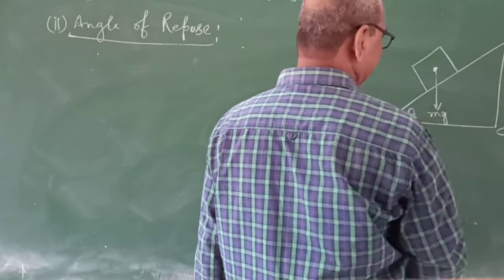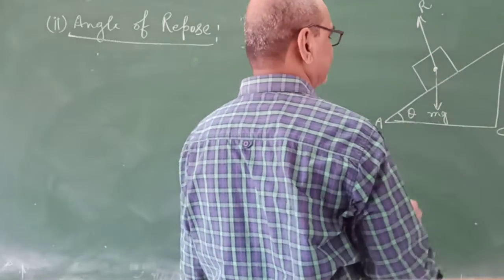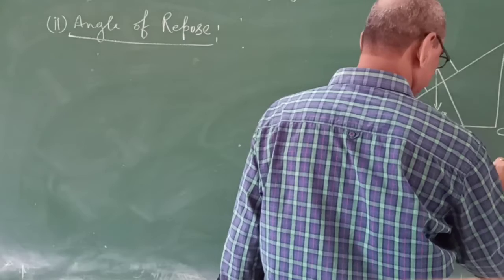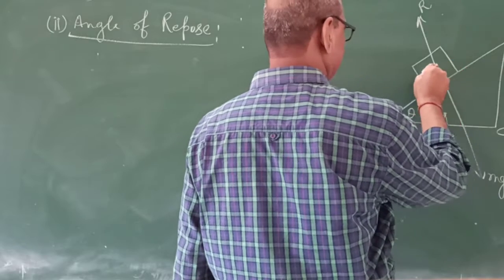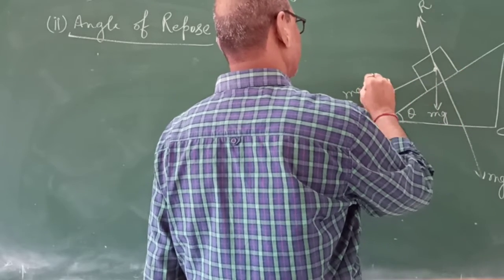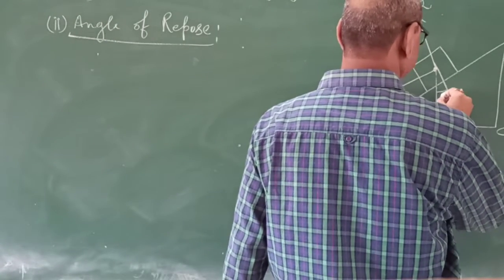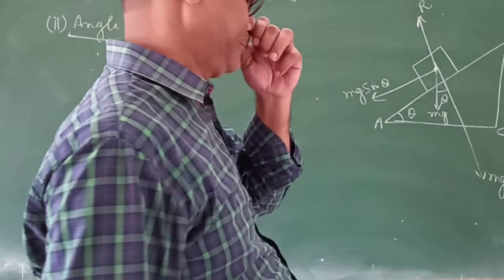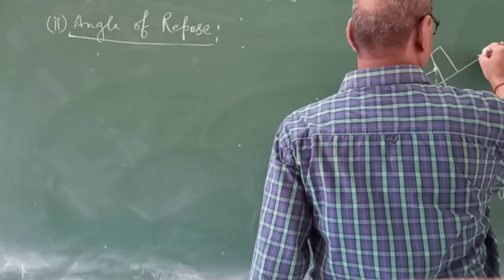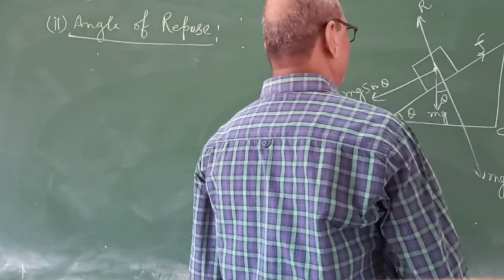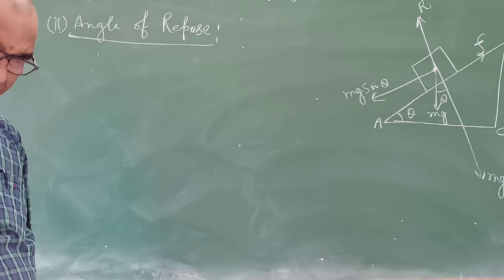Force due to weight acts in the downward direction. Reaction acts in the upward direction. Now, resolve the force due to weight into two rectangular components: mg cos theta and mg sin theta. The body just begins to slide down, therefore the force of friction comes into play along A to B.